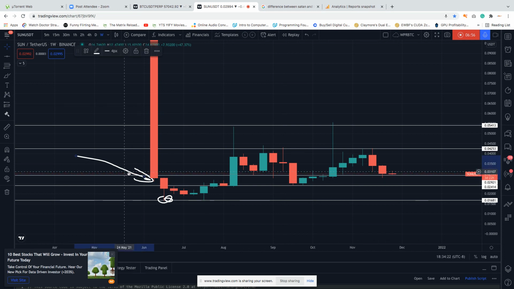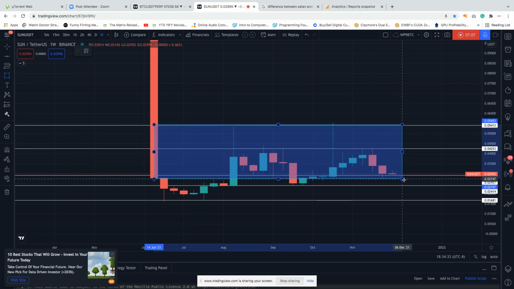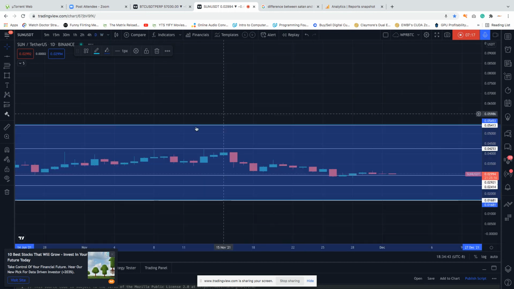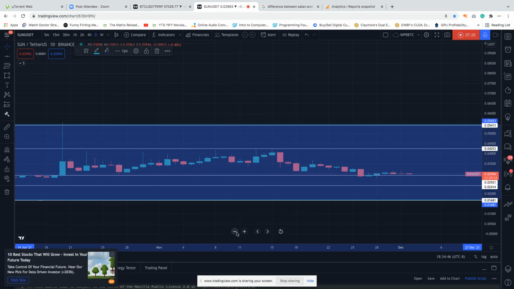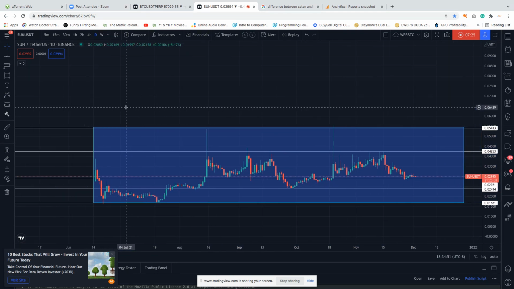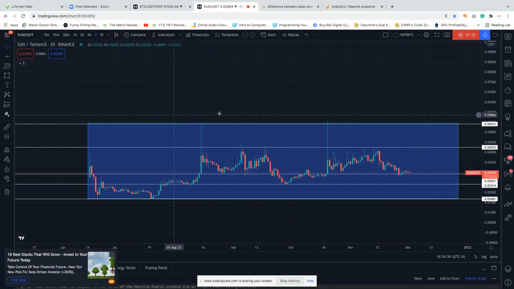So we're going to go and draw a box, right? I'm going to pick my rectangle, and I'm going to contain this entire drama into one box. So this is all the drama since Sun got released again. What I'm going to do is take myself to the daily chart because there's not much data, and I can't see much on the weekly chart. So I came back to the daily chart. You can see since the relisting, Sun has really been struggling and it's been stuck within a box.